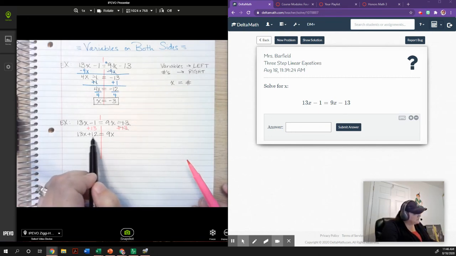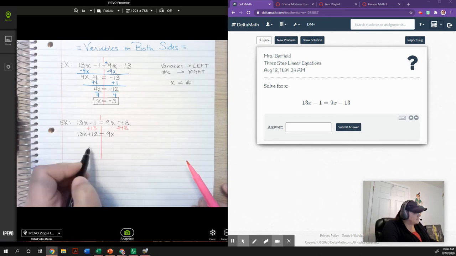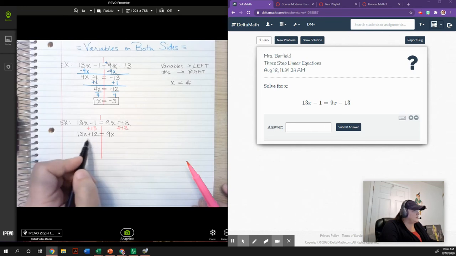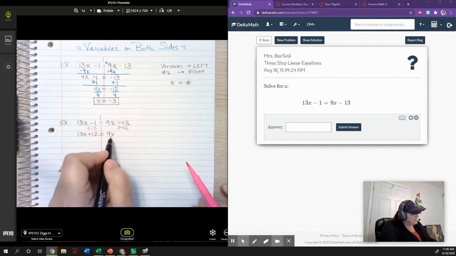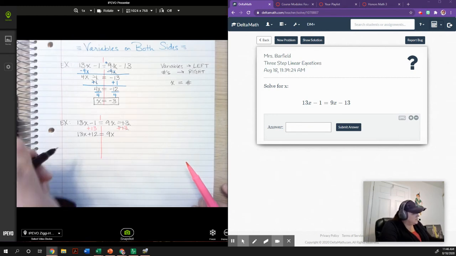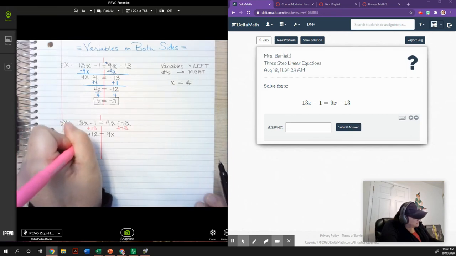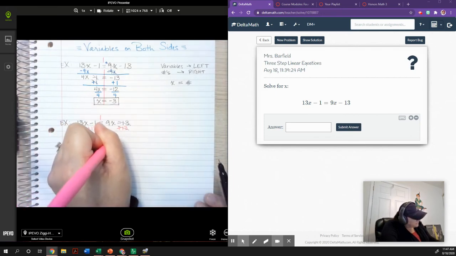Okay, well, now I'm looking at the problem. I've got 13x plus 12 equals 9x. Well, if I subtract 9x, I'm going to get 0. So I don't need to be on this side. So let's go to this side. Well, I've got an x on the left, I got an x on the right. So, well, let me subtract this 13x because I have an x over here. So subtract 13x.